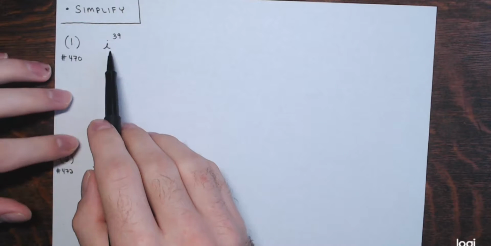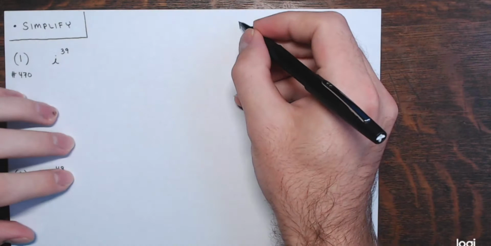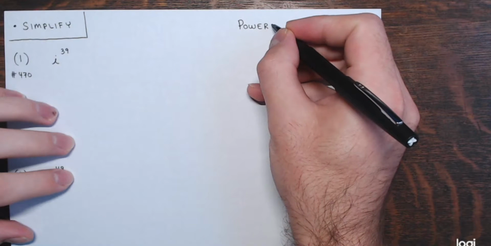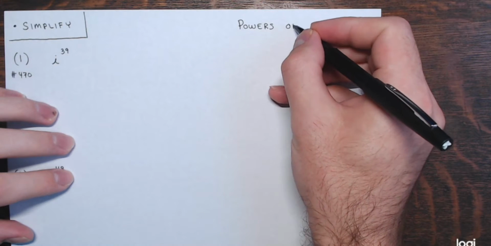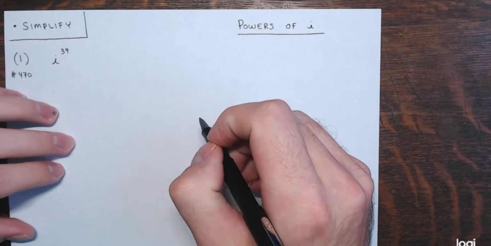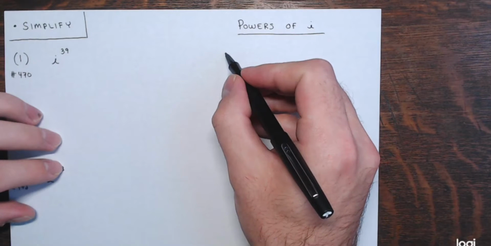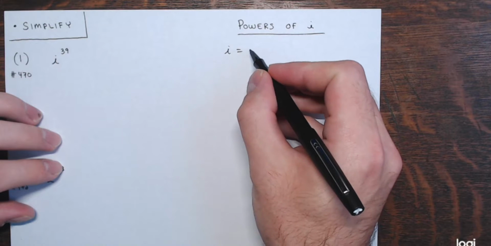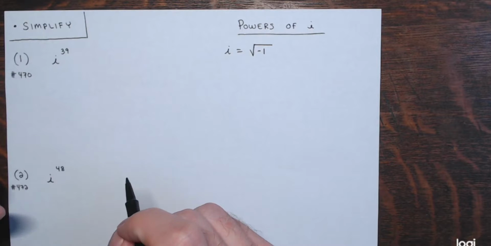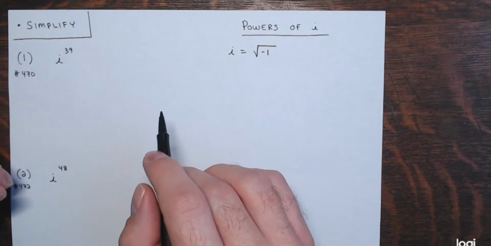Well, before I get into I to the 39th power, let's talk about the powers of I. Right, raising I to integer powers. So please recall that I was the square root of -1, right? The principal square root of -1, also called the imaginary unit, however you've seen it.